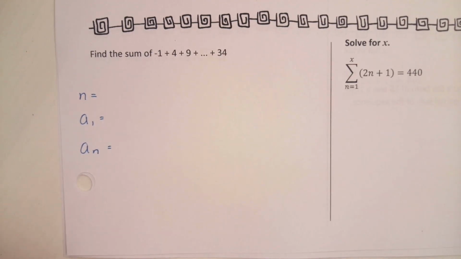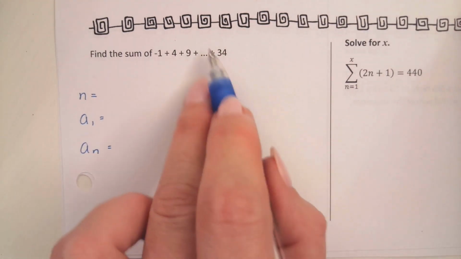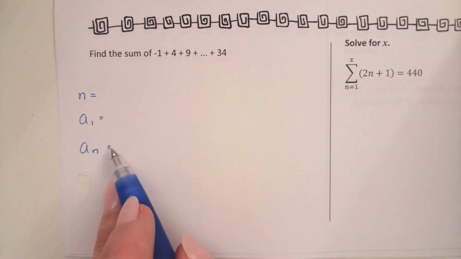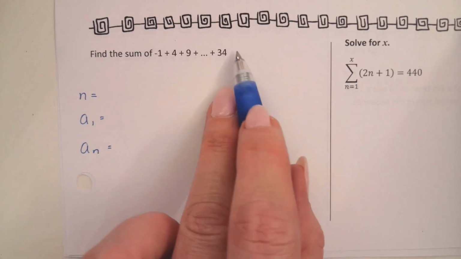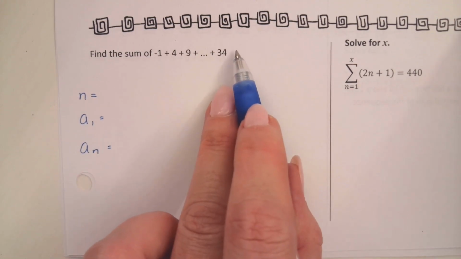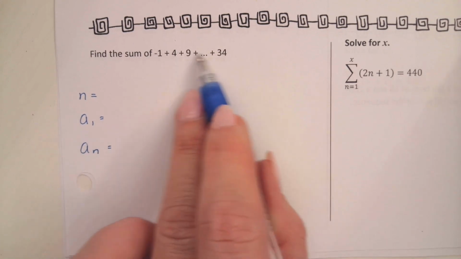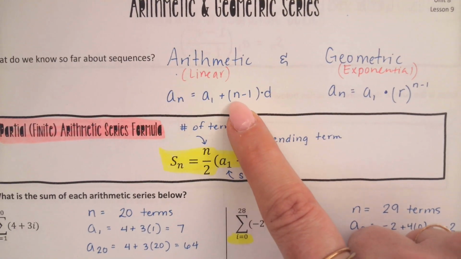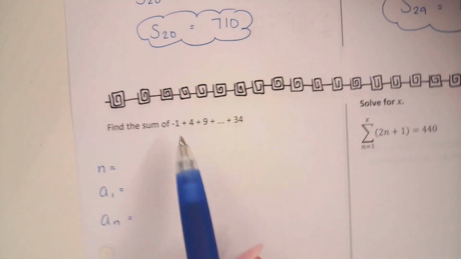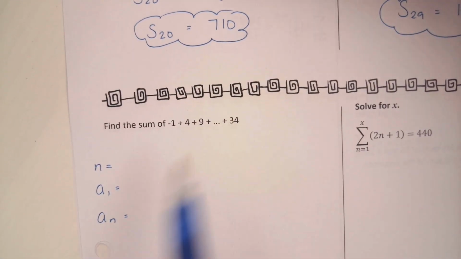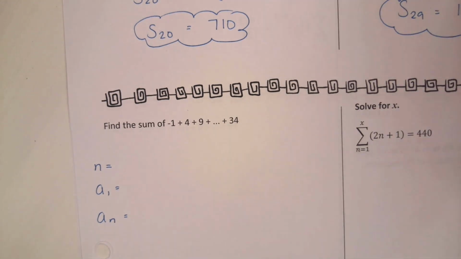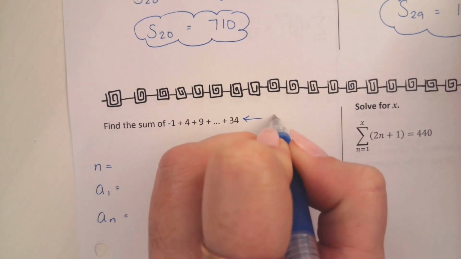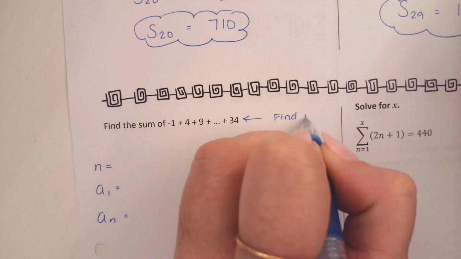Okay, so we have to really figure out what term number this is, because I know my AN is 34. I just don't know how many numbers I'm adding up to get to 34. So there's different ways you can do it. You could use your common difference and use your A1 and use your arithmetic sequence formula. You could also just figure out the common difference and then just keep adding until you get there.